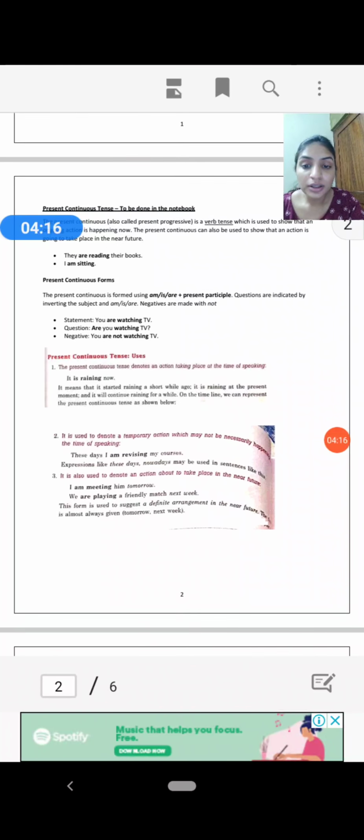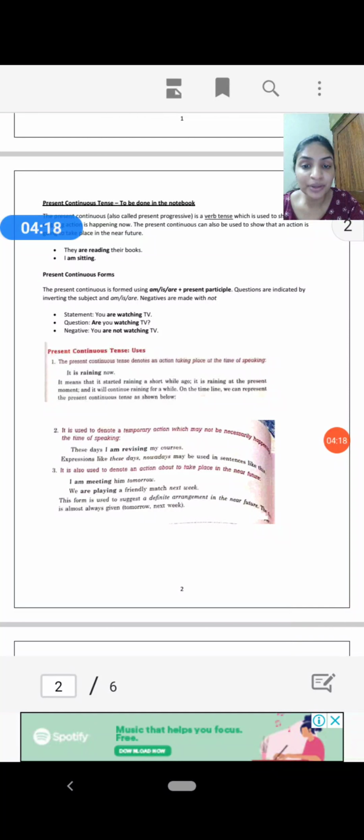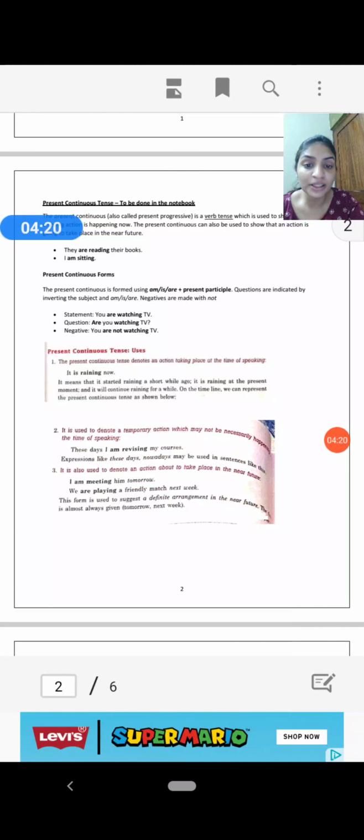It is also used to denote a temporary action which may not necessarily be happening at the time of speaking, so it can happen in the near future also. For example, these days I am revising my courses, so we are talking about the present situation only. It is also used to denote an action about to take place in the near future: I am meeting him tomorrow.